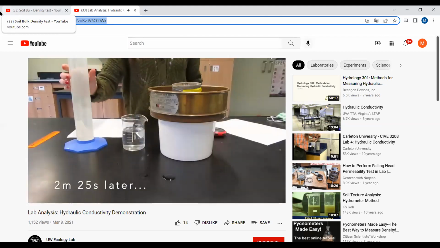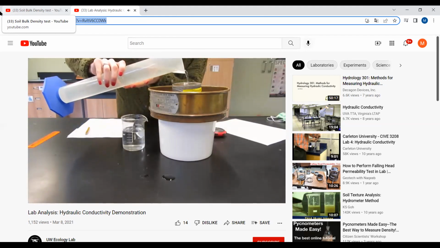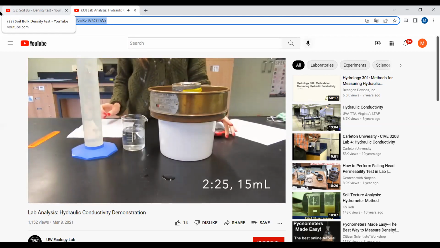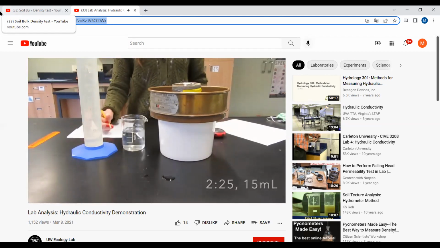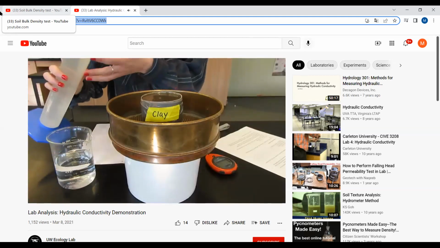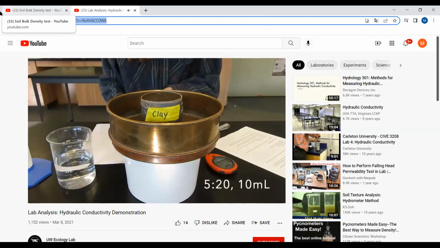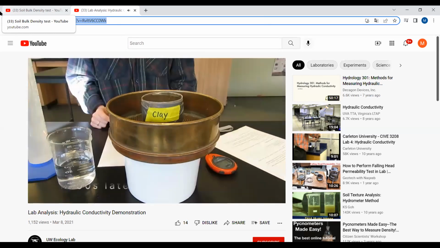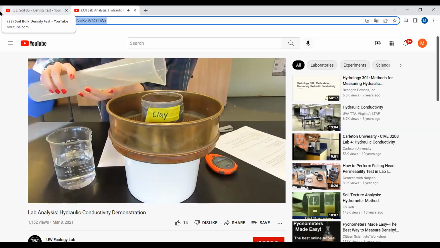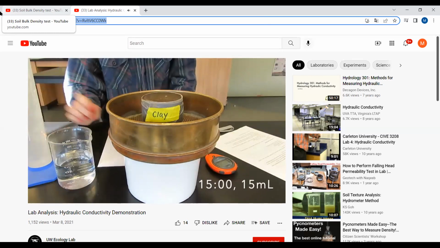So now we'll do the first measurement. So we'll add water from the graduated cylinder. And we'll record the time. It's at 2:25 minutes. And now we'll do our second measurement. The time is 5 minutes and 20 seconds. We're going to do the 7th and final measurement now. And the time is 15 minutes.